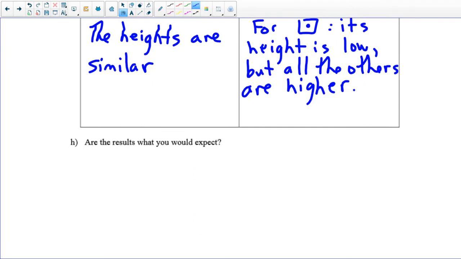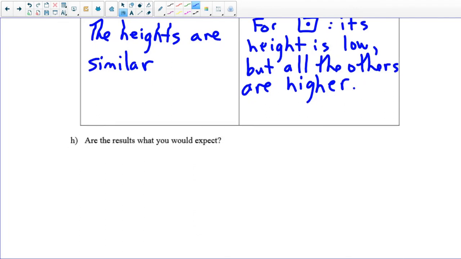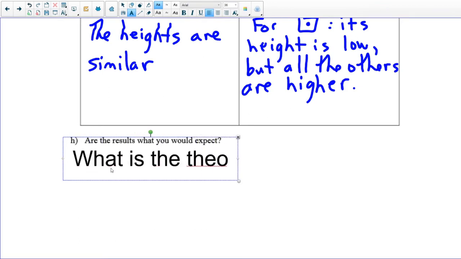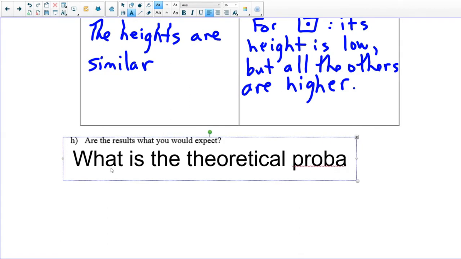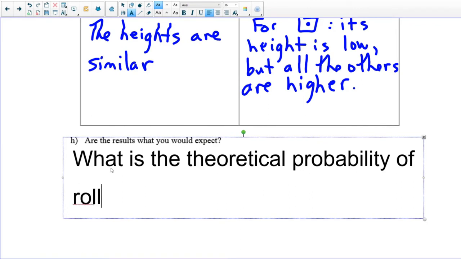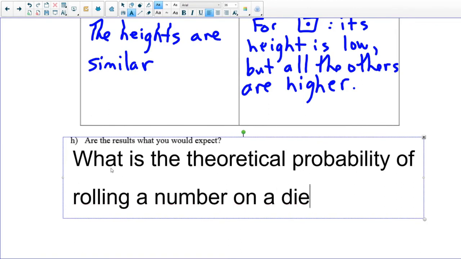And are the results what you would expect? And this is where I'd like to talk about theoretical probability. Okay, what is the theoretical probability? I'm just going to type this in here. What is the theoretical probability of rolling a number on a die?